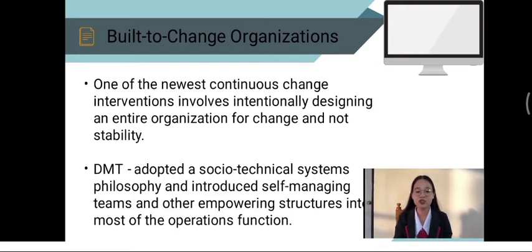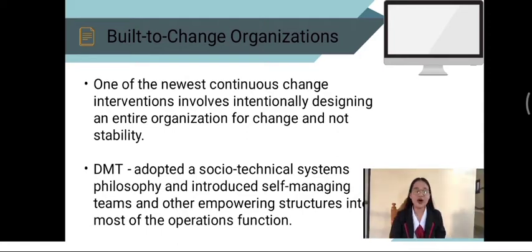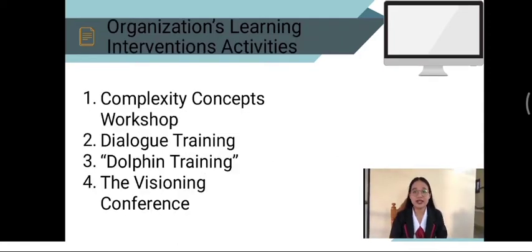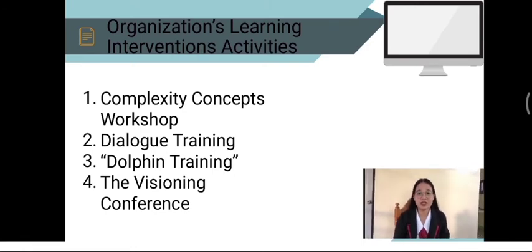They adopted the socio-technical systems policy and introduced self-managing teams and other empowering structures into most of the operations function. So under DMT, there are 4 organizational learning intervention activities. The first one is the Complexity Concepts Workshop. This intensive workshop represented an introduction to the concepts and organizing principles associated with complexity, learning, and dialogue.